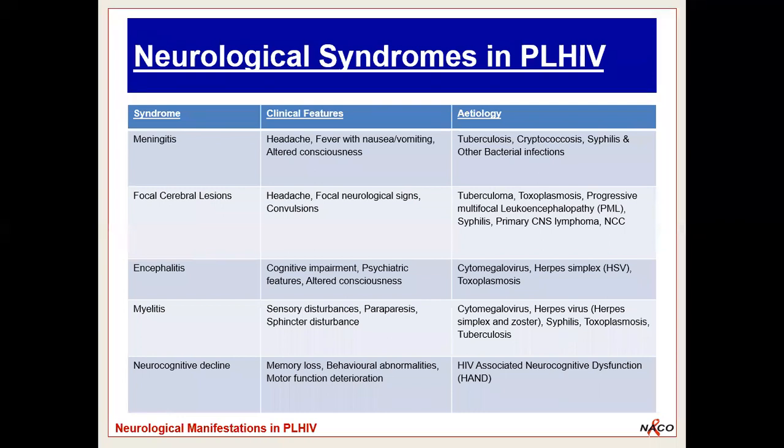Then the neurocognitive decline, which is also an entity known as HIV-associated neurocognitive dysfunction, or HAND. HIV-associated dementia, which you all must have heard of, is actually a part of HAND, and on top of that, there are some other neuropathies included. Generally, the patient presents with memory loss, behavioral abnormalities, and motor function deterioration. So please keep in mind, when somebody is presenting with this set of signs and syndromes, what the differential diagnoses are that should come into your mind. Next slide, please.